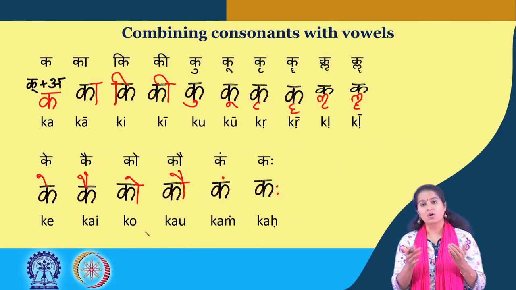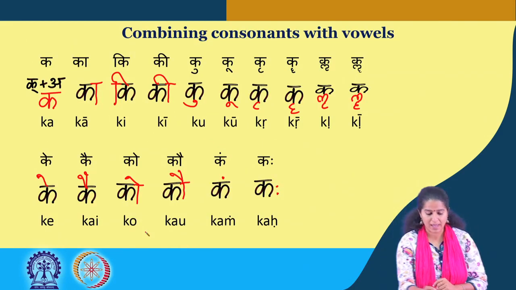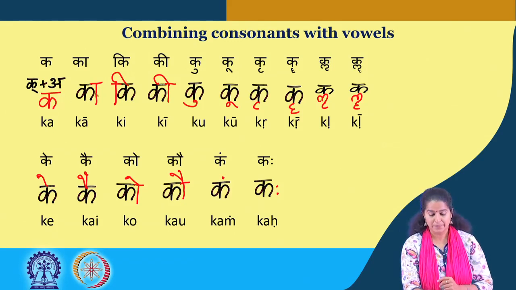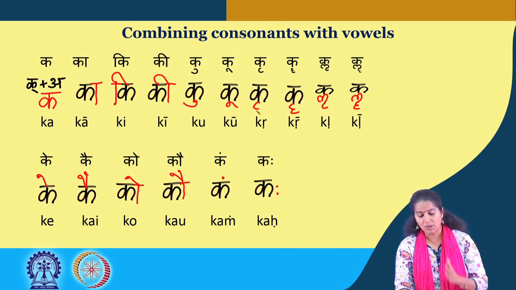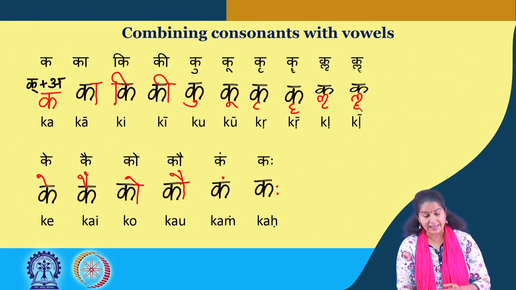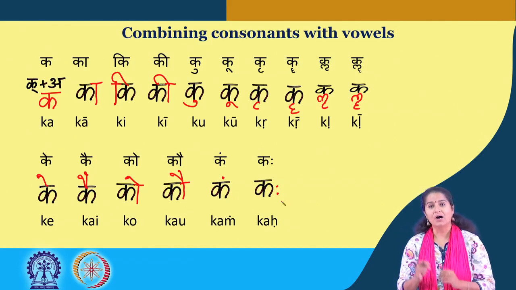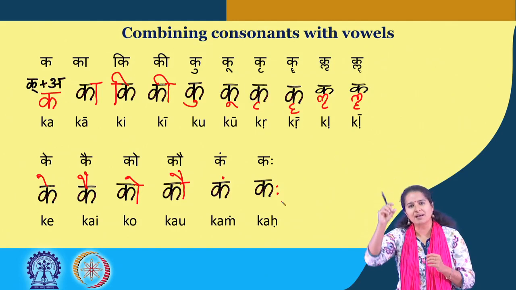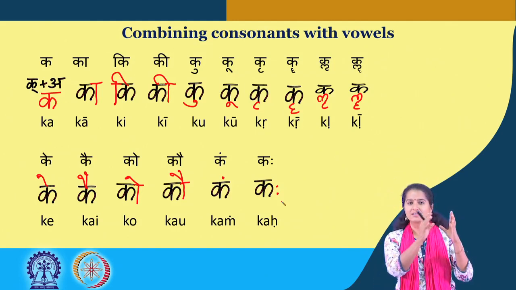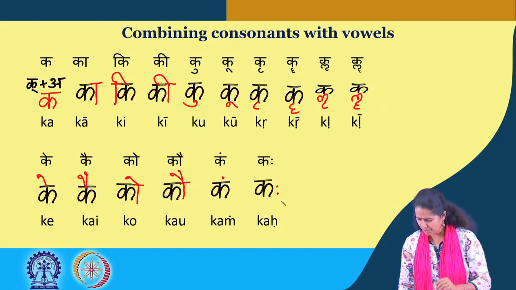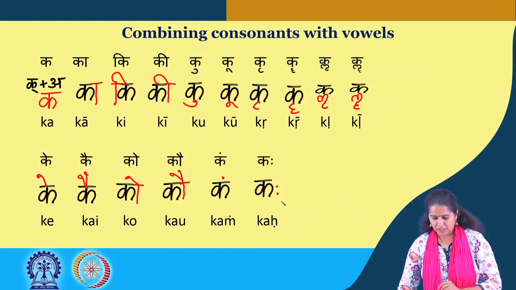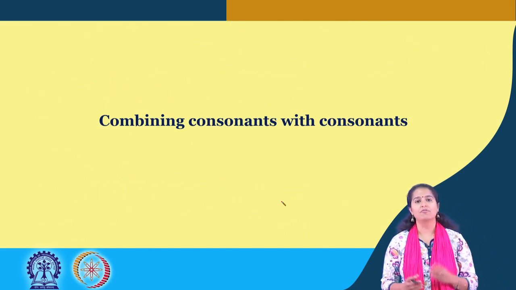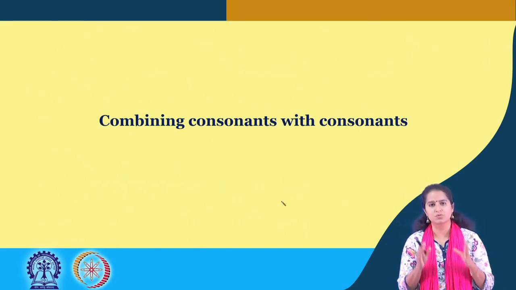And then we looked at the combination of consonant with a vowel. So we had k plus a is ka, ki, kī, ku, kū, kṛ, kṝ, kḷ, kḹ, ke, kai, ko, kau, kam, kaha. Astu. So you're seeing how sometimes you can recognize a part of the original letter in the symbol itself. Okay. Next we have the combination of consonants with consonants, which is the focus of today's class.